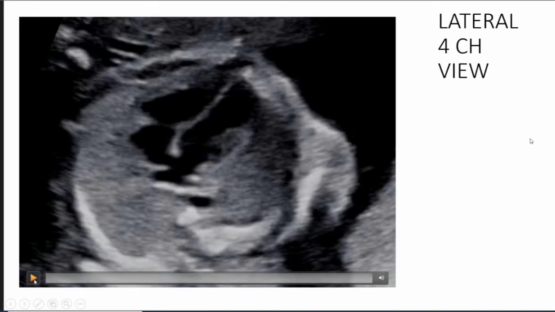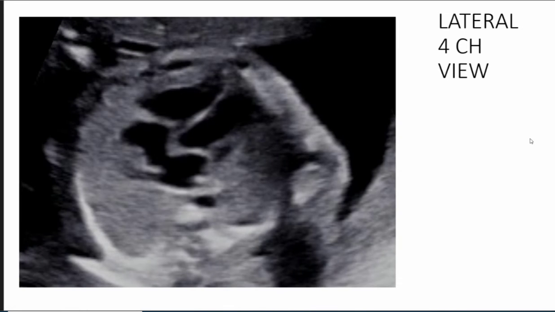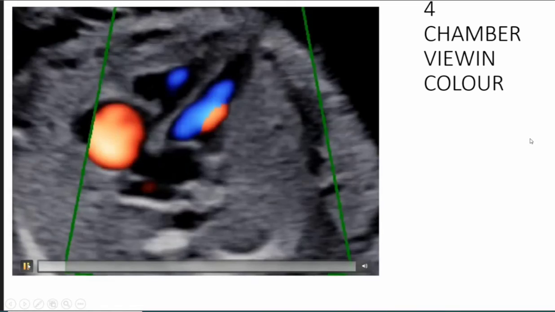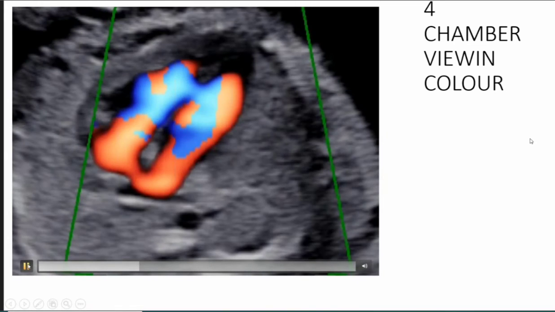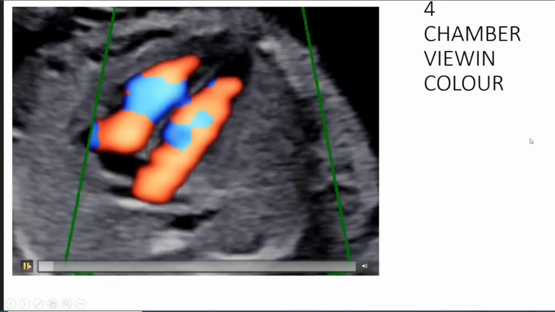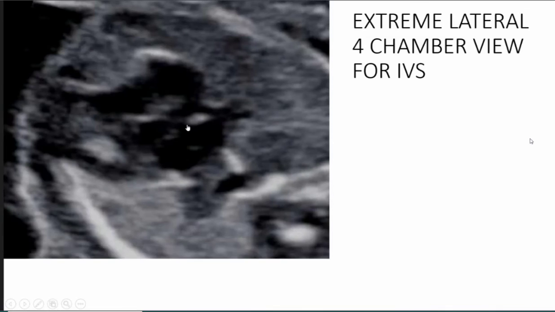Now this is another 4-chamber view which is slightly lateral, and this view again will help us look at the anatomy of the interventricular septum. Now I use color Doppler, and you can see the atrioventricular flow across the atrioventricular valves, and there is no mix-up of color across the interventricular septum.